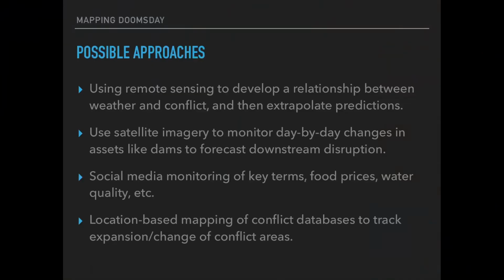Then, when we have these places that we want to look at, what can we do? We can choose one of them, for instance, and apply a number of approaches. Some of these approaches are things that we've already used in these case studies. Firstly, you can use remote sensing to develop a relationship between weather and conflict and extrapolate predictions.